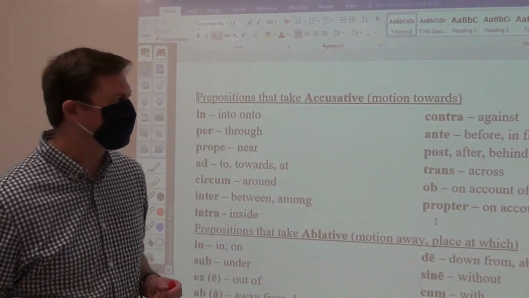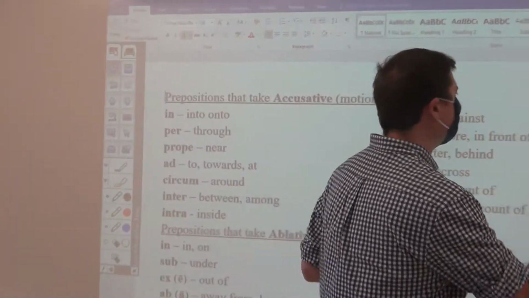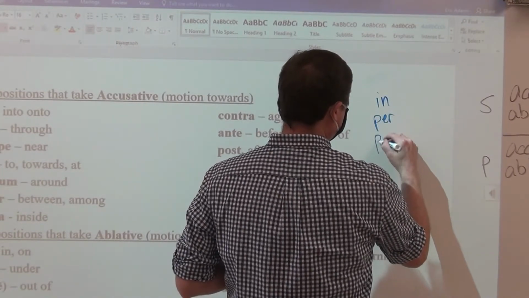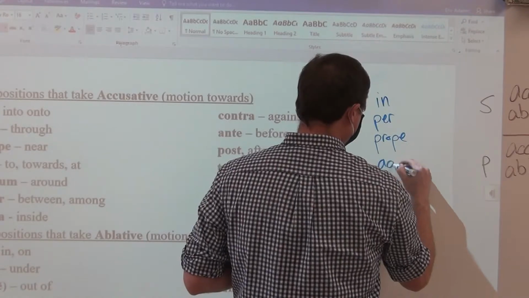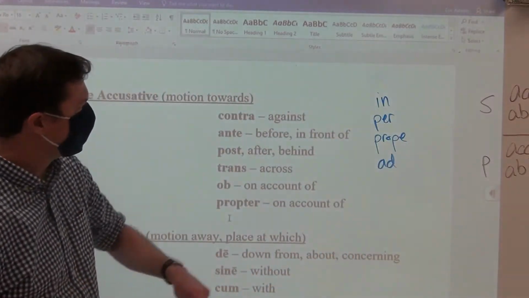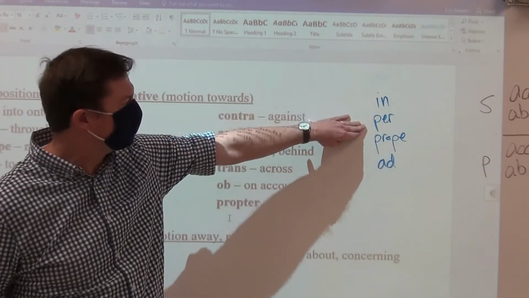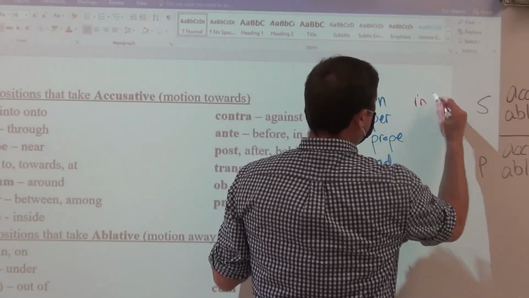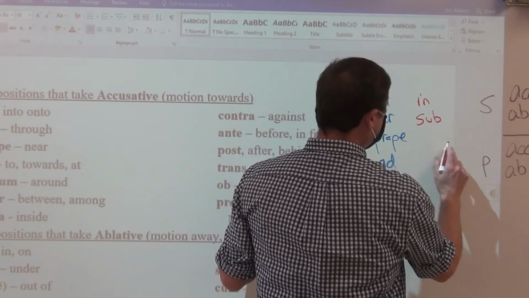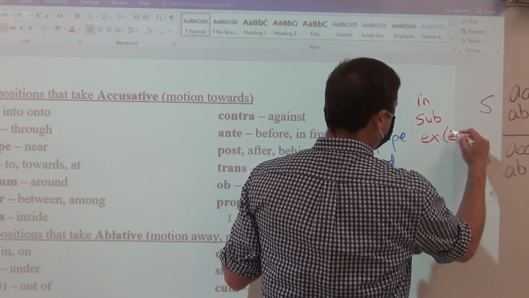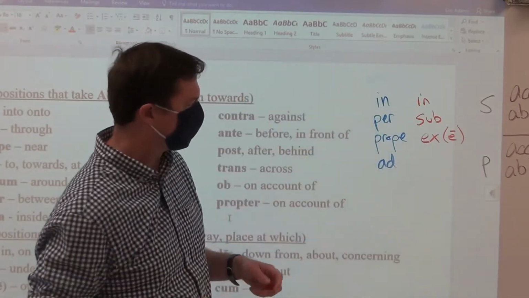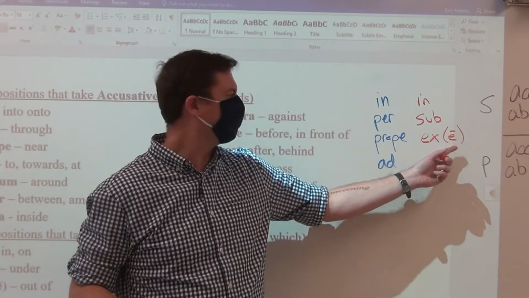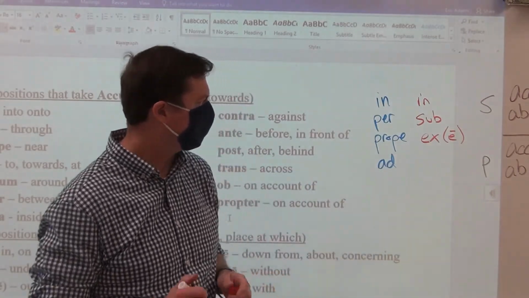And so far, for us in Latin, we have encountered the following words. We've encountered in, per, prope, ad, which of course correspond to into, through, near, to, towards, or at. We've also seen in, sub, and ex or a, depending upon whether the next word begins with a consonant or the next word would begin with a vowel. And then I got that backwards actually.